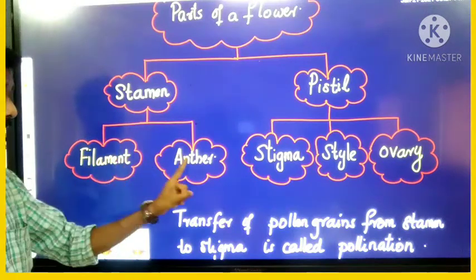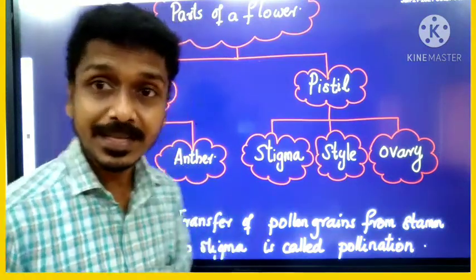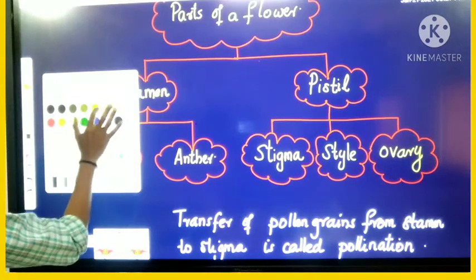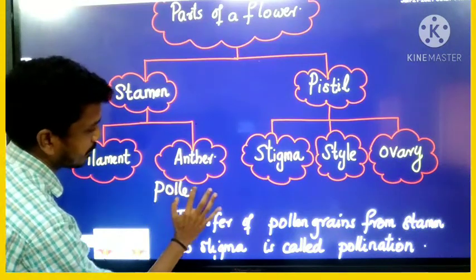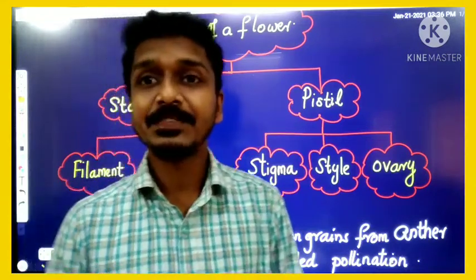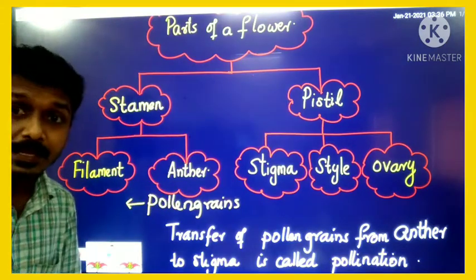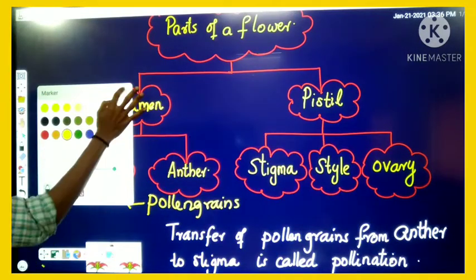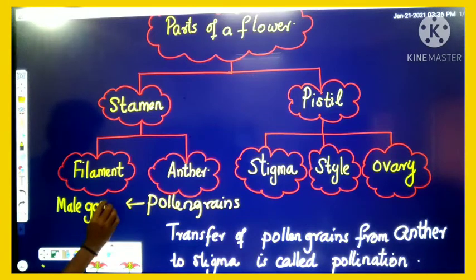Stamen contains filament and anther. Anther contains pollen grains, right? Very good. Pollen grains contain male gametes, right? The pollen grains of the anther contain male gametes.